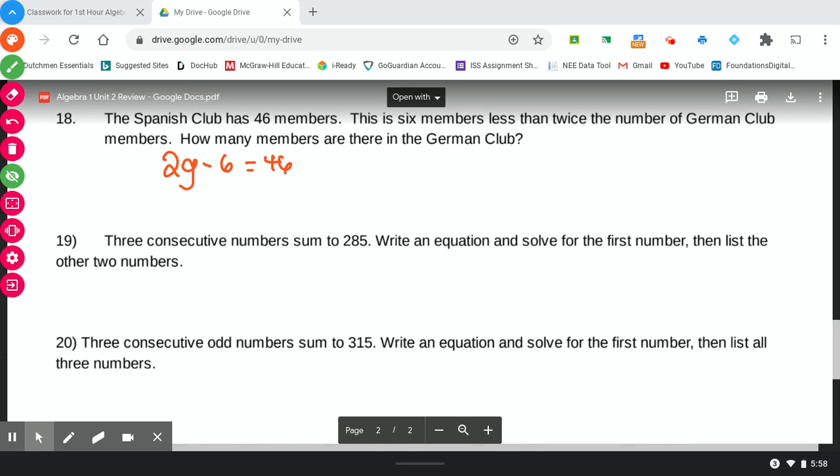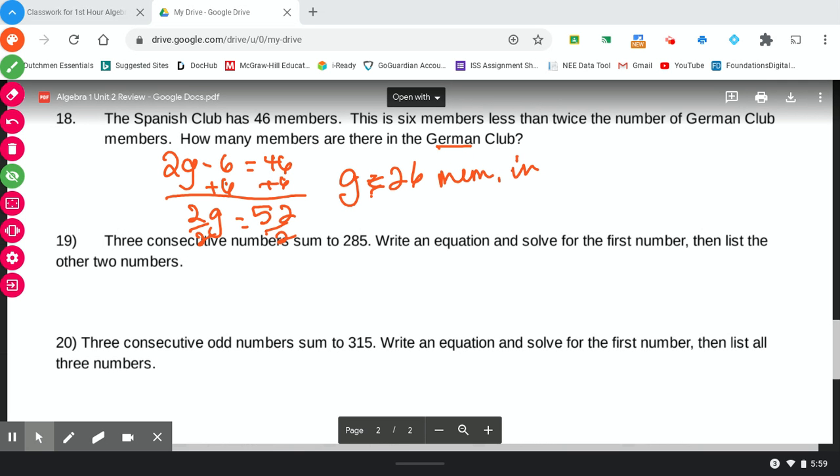All right, so there is our equation. And so now we need to solve because I want to know how many are in the German club. So I need to solve for G. So I'm going to tackle the 6 first because it's further from the G. We're going to add 6 to both sides. That gives us 2G on this side equals 46 plus 6 is 52. And then if we divide by 2, G equals 26. So the German club has 26 members.